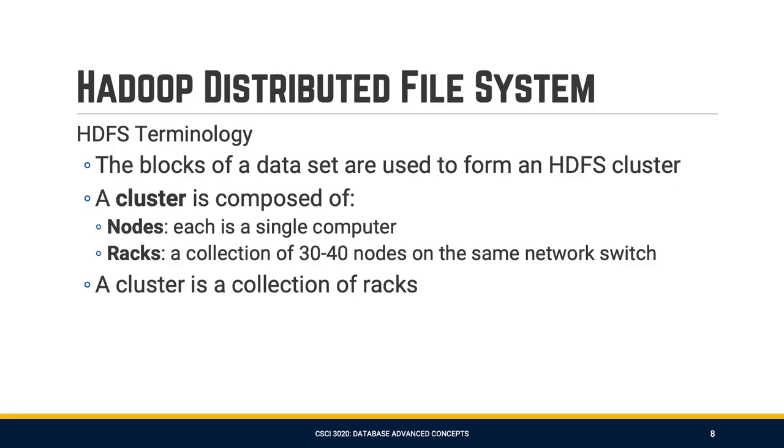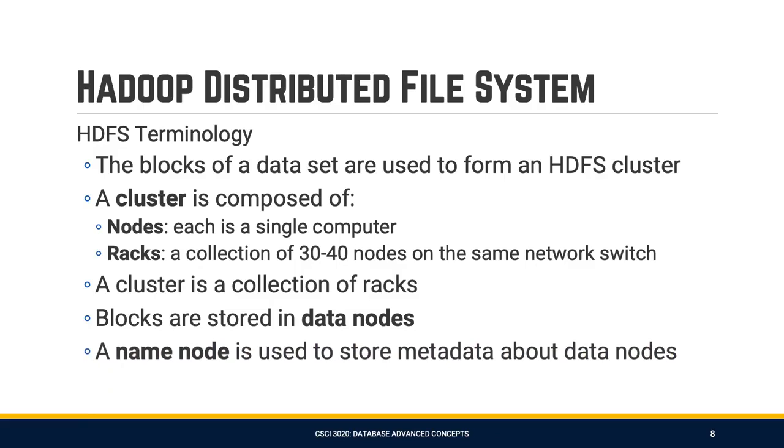So blocks are stored in data nodes. This is the same idea as a chunk server in the Google file system. Data nodes are the equivalent of a chunk server. And then a name node is the equivalent of the master node or master server in the Google file system. It's used to store metadata about the data nodes so it knows where everything is.